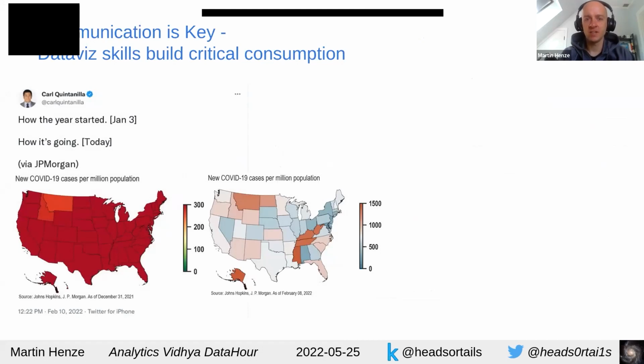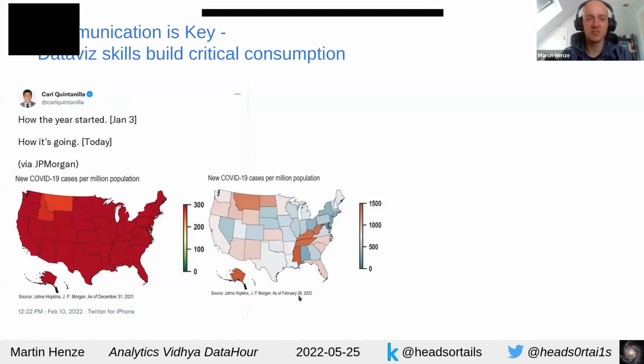Since we're living in the pandemic and it doesn't seem to be stopping so far for various reasons, here's a pandemic example. This was posted on Twitter a little while ago, and somebody compared how the year started with COVID and how it's going. This is again a map. I apologize for my US-centeredness, but there are a lot of resources out there that focus on the US, so we take that as an example. This was a map of COVID case distributions in the US at the beginning of the year, and this was a map from the beginning of February when this was posted.